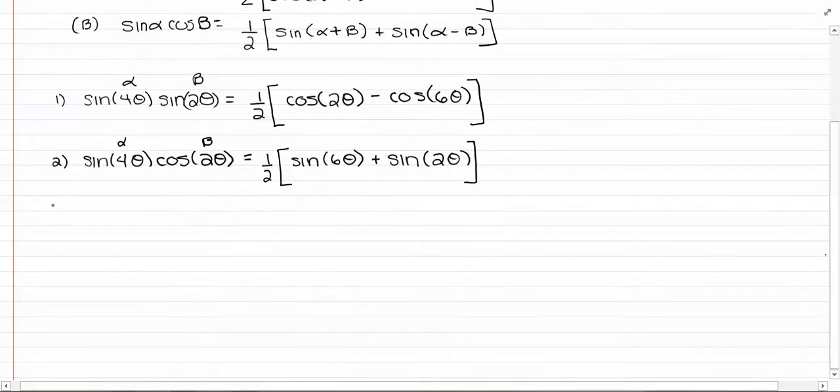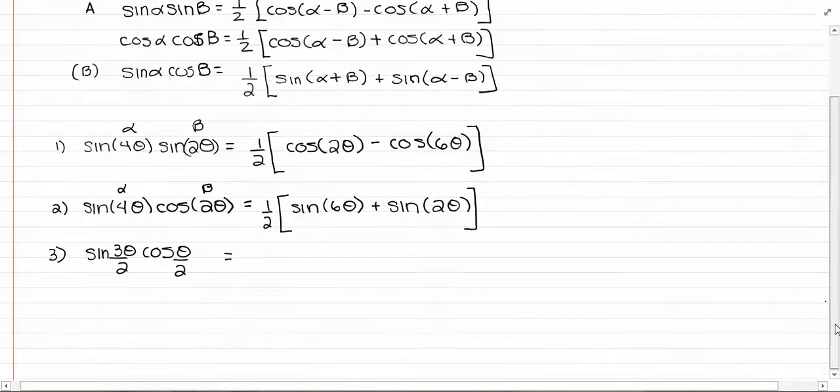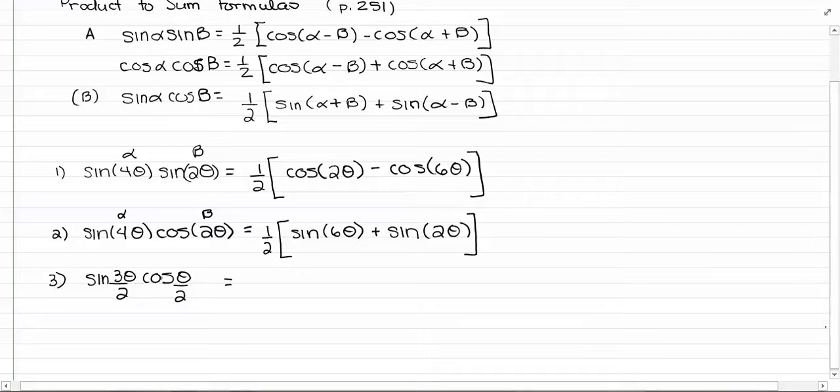Let's try one more. And this one involves a fraction, so sometimes that freaks students out a little bit. Sine 3 theta over 2, cosine theta over 2. And again, looking back up at the top, this has a sine cosine combination, so again, that's going to be my B. So it's basically the exact same question that you were asked before, and plugging in, only now my alpha is 3 theta over 2 and my beta is theta over 2.